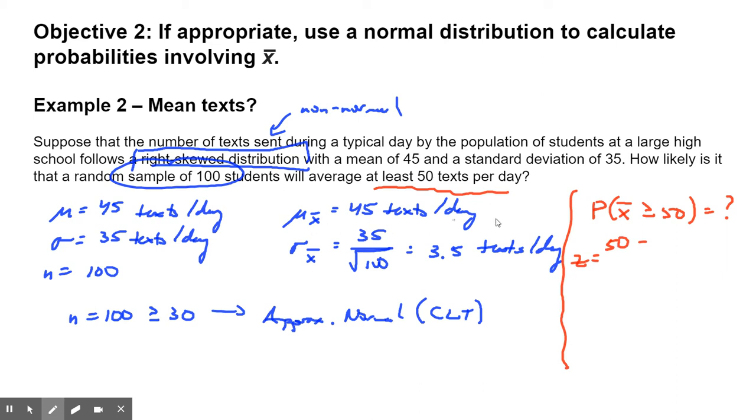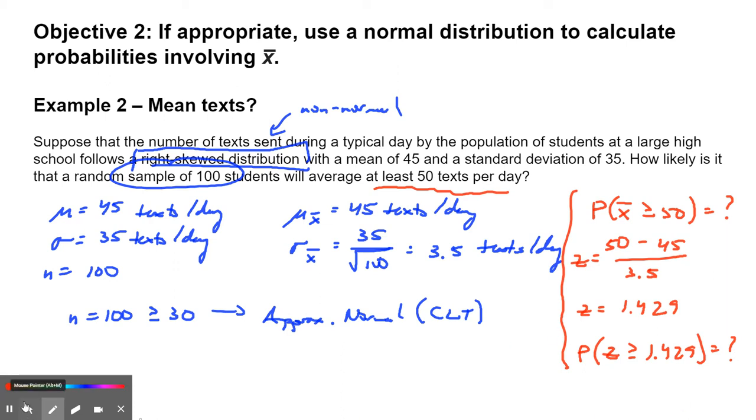Well, to find our z-score, we're going to take this value of 50. We're going to subtract the mean of our sampling distribution, 45, and divide by the standard deviation of our sampling distribution, which is 3.5. The top's going to be 5. 5 divided by 3.5, rounded to 3 decimals, I got 1.429. So now our real problem is find the probability that z is greater than or equal to 1.429. And we'll do this on the probability stats applet. Let me take a picture of that z value so I don't forget it.